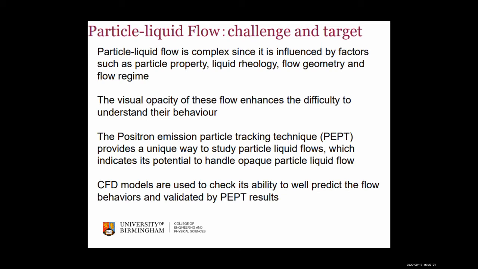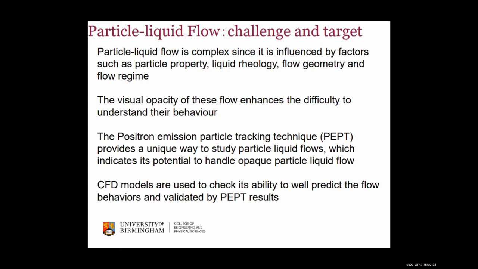Also, most of the technology that we are using to understand multi-phase flow requires a transparent system. For example, blood flow is opaque, and some techniques like LDV cannot get the information from the blood flow because it's opaque.